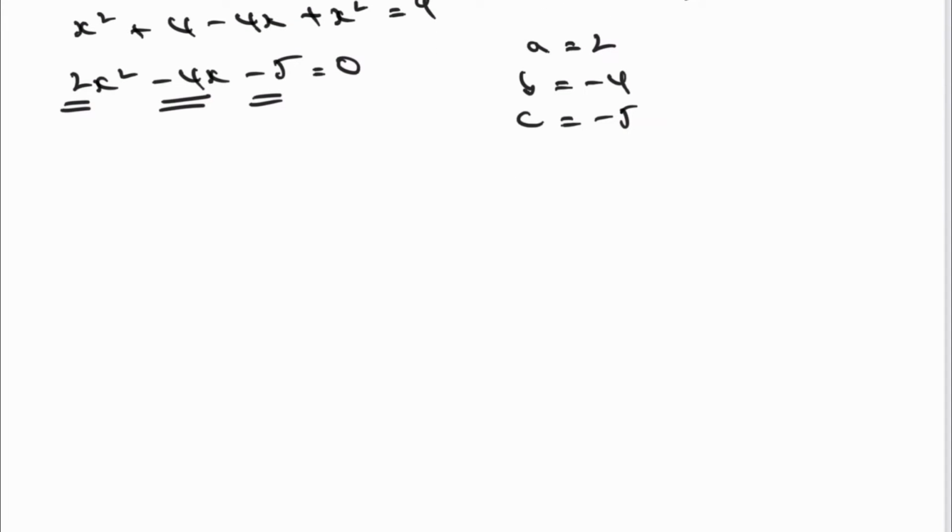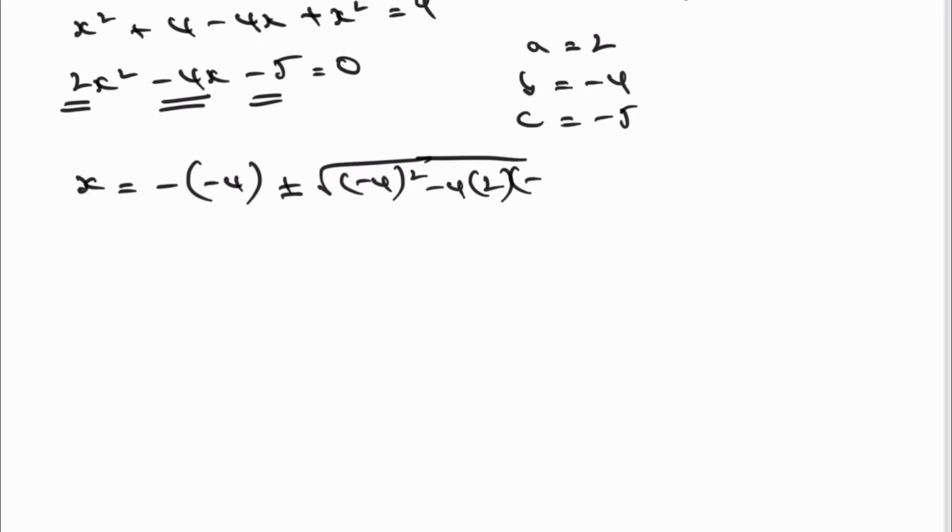So if I write this then as x equals negative, and then b is minus 4, and that's going to be plus or minus the square root of minus 4 squared. Now don't forget that will be a positive number, minus 2 times negative 5, and that's all going to be divided by 2 times 2. Okay, now there's a couple of different ways of solving this particular one. It might be better for you to work out the area under the square root first, which is called the discriminant, and you should get the square root of 56.